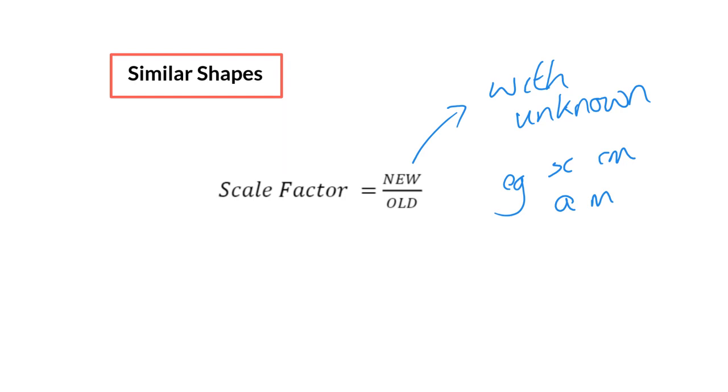The new shape or triangle or whatever it may be is the one with the unknown, and therefore the other shape that's given is going to be the old shape. So that's really the critical part of it, that we identify which is the new shape and which is the old shape. The old shape should have both or more than one value in it, or side with a represented value in it, whether it be a length and a breadth, or a height and a length, something like that.